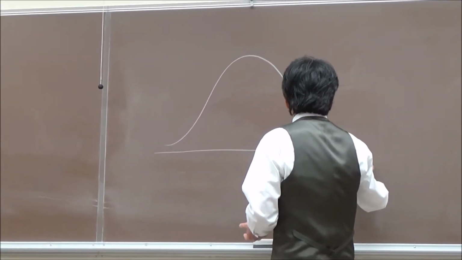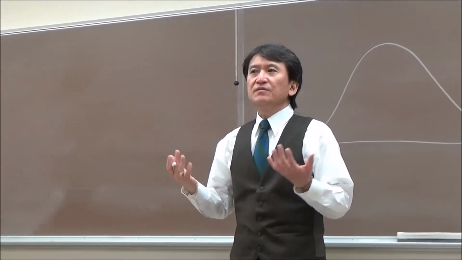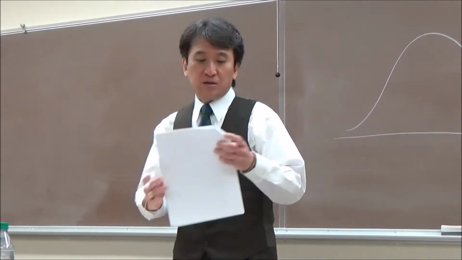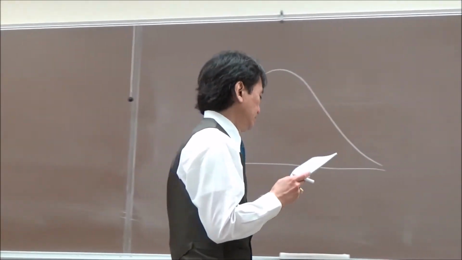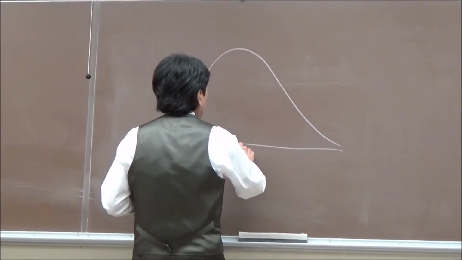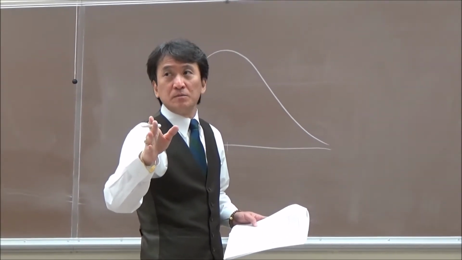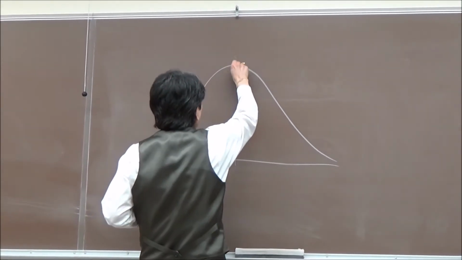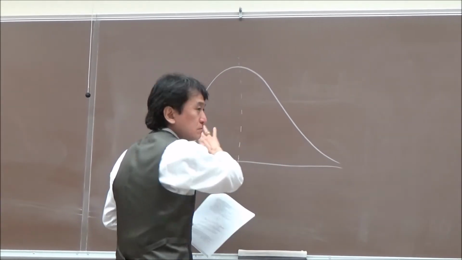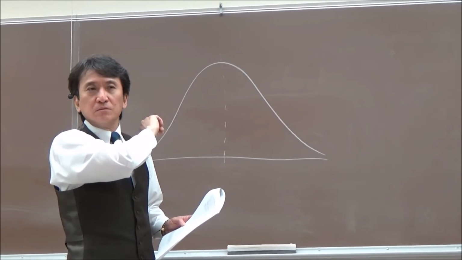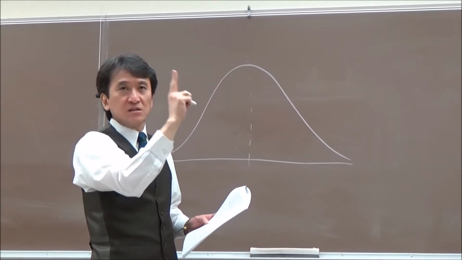So there are several characteristics we have to understand about the normal distribution. The first one, symmetrical. Okay, symmetrical. With me so far? So half of the curve will be exactly the same shape as the other one. With me so far? That's the first characteristic.